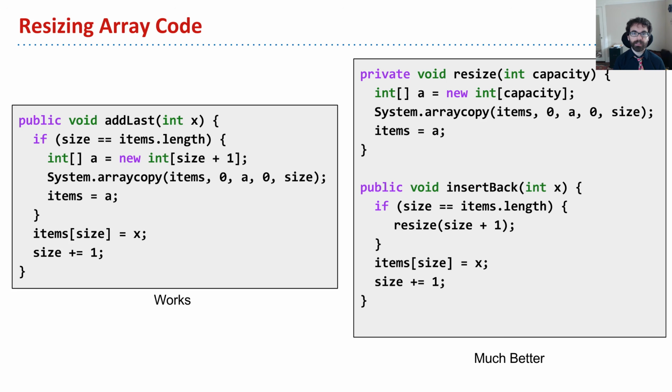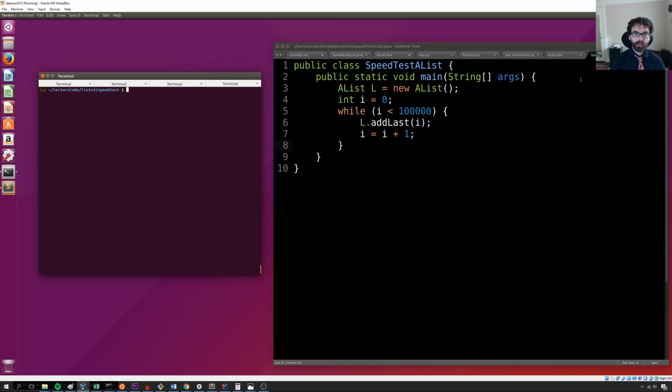Now that we've implemented resize, our array list will work correctly. So whatever we throw at it, it will properly handle the operations we ask it to do. So let's do a little speed testing. What I've got right here is a class called speedTestAList. It creates an AList, and then it adds 100,000 items to it using our addLast method.